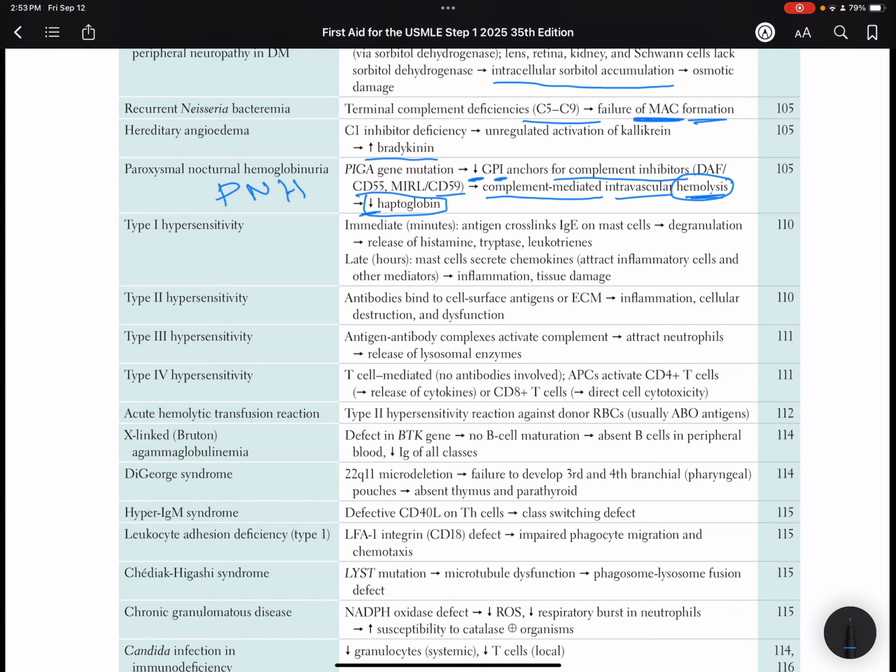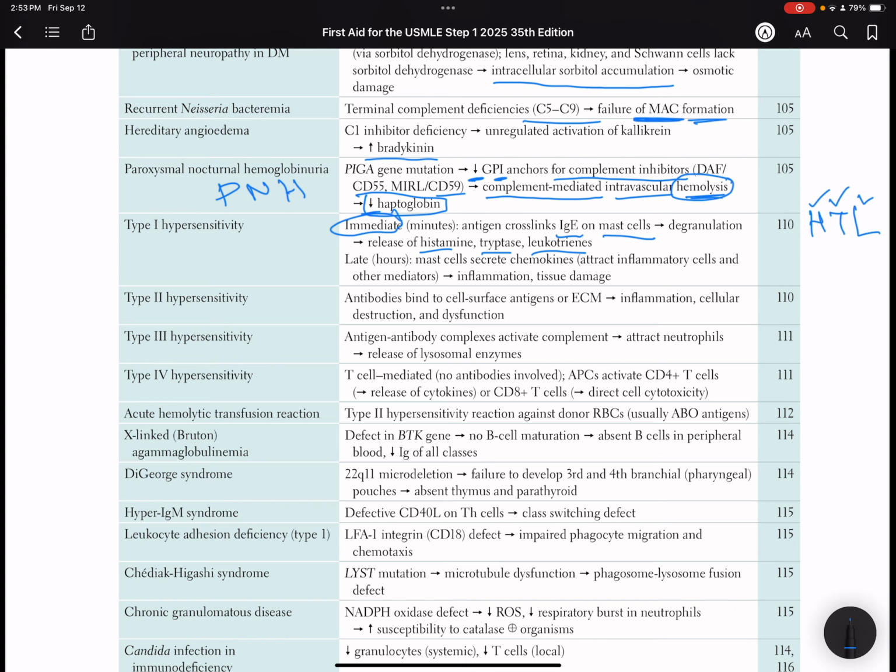What is type 1 hypersensitivity? Type 1 hypersensitivity is immediate, which means in minutes, causes antigen cross-links IgE on mast cells, degranulation, which leads to release of histamine, tryptase, leukotriene. This is immediate reaction.